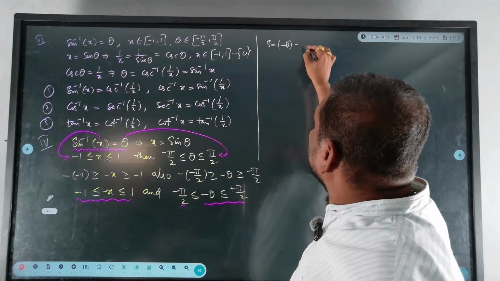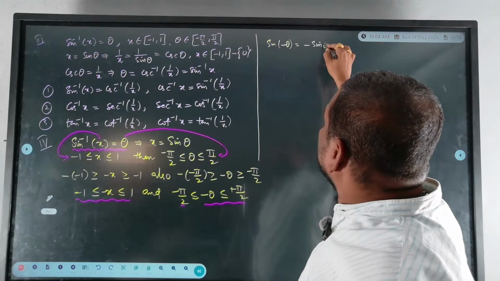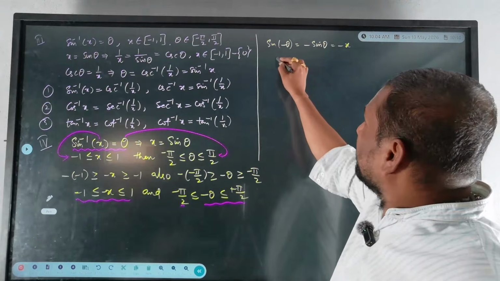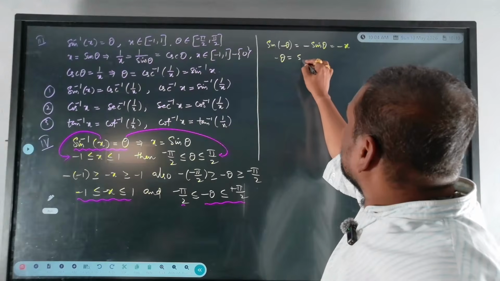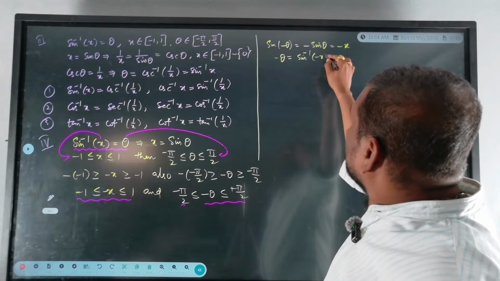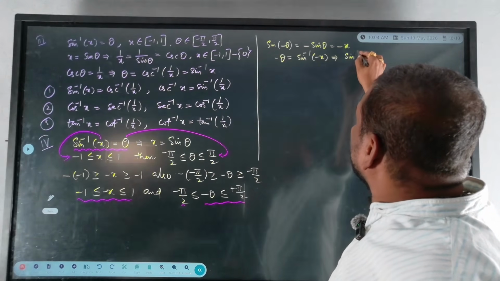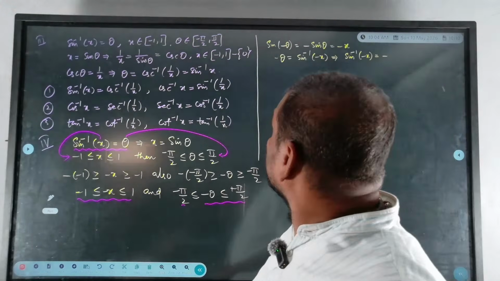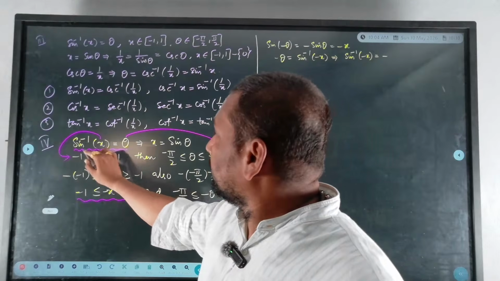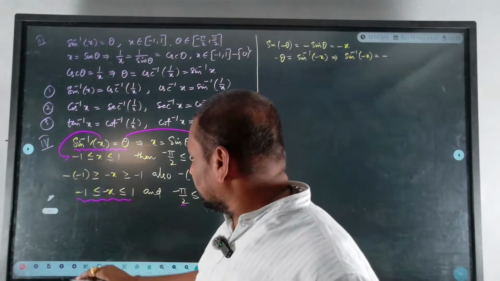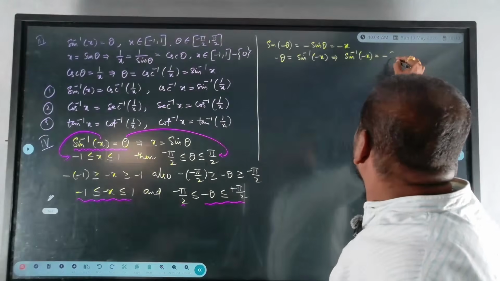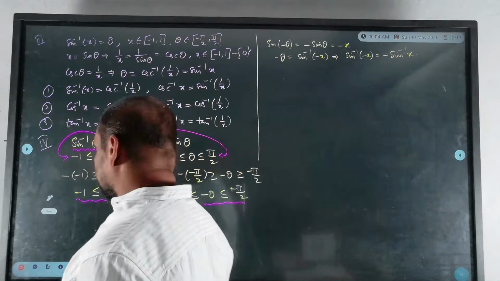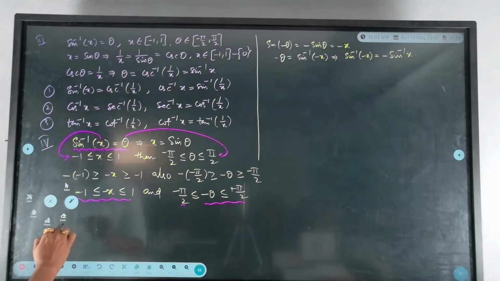Sine of minus theta is equal to minus sine theta, that is equal to minus x. So minus theta is equal to sine inverse of minus x. That implies sine inverse of minus x is equal to minus theta. What is theta? What is the assumption here? Theta is sine inverse x. Okay, so sine inverse of minus x is equal to minus sine inverse x.